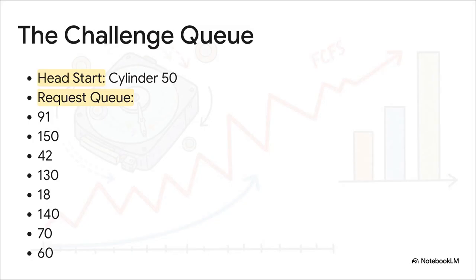All right, to make this a fair fight, we're going to use the exact same challenge for every single algorithm. Here's the setup. Our disk head starts parked at cylinder 50. And then, bam, it gets this list of requests for data on cylinders 91, 150, 42, all over the place. The goal is simple. Service every request, but do it with the least amount of head movement possible.